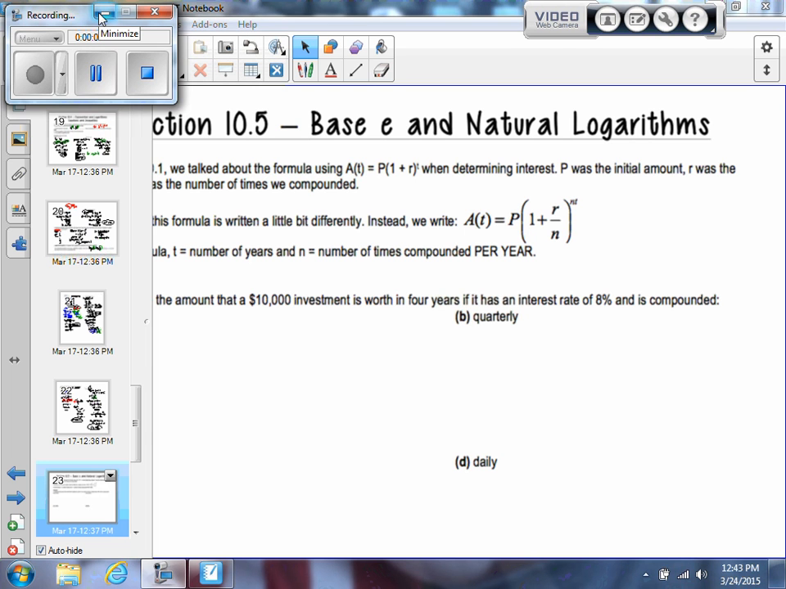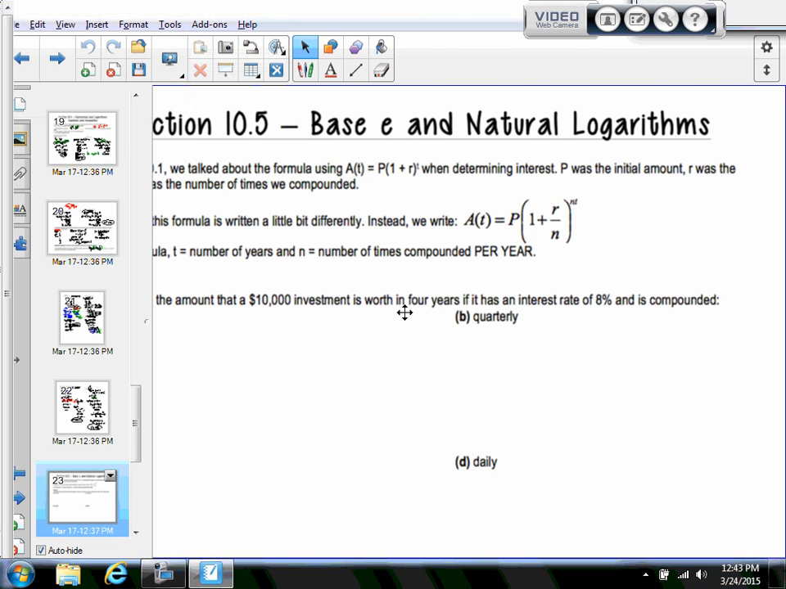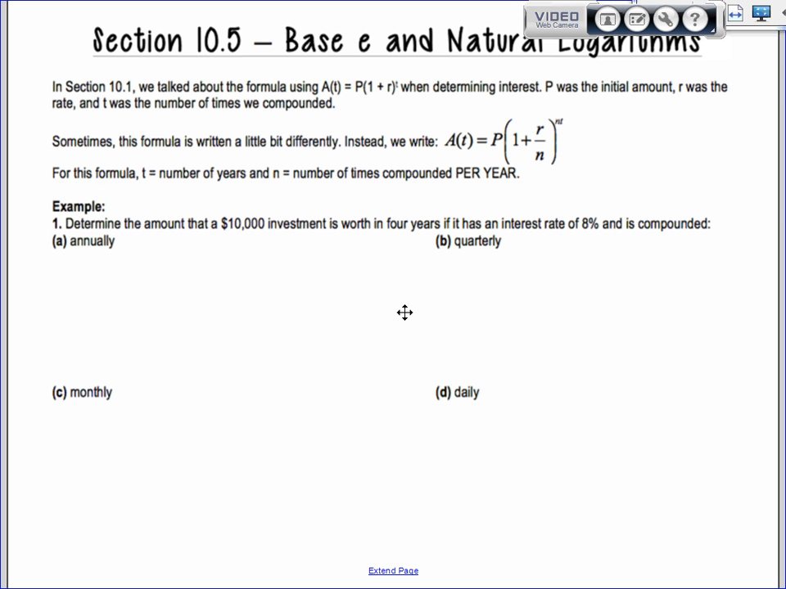E and natural logarithms. So you guys have seen ln before, and I've mentioned it before, but we've never actually solved the problem using natural logs. So we're going to do that today. All right, so in section 10.1, we talked about using the formula A of t equals P times (1 plus r) to the t. And this was what we used when we were determining interest. Okay, but that's not how real life works.